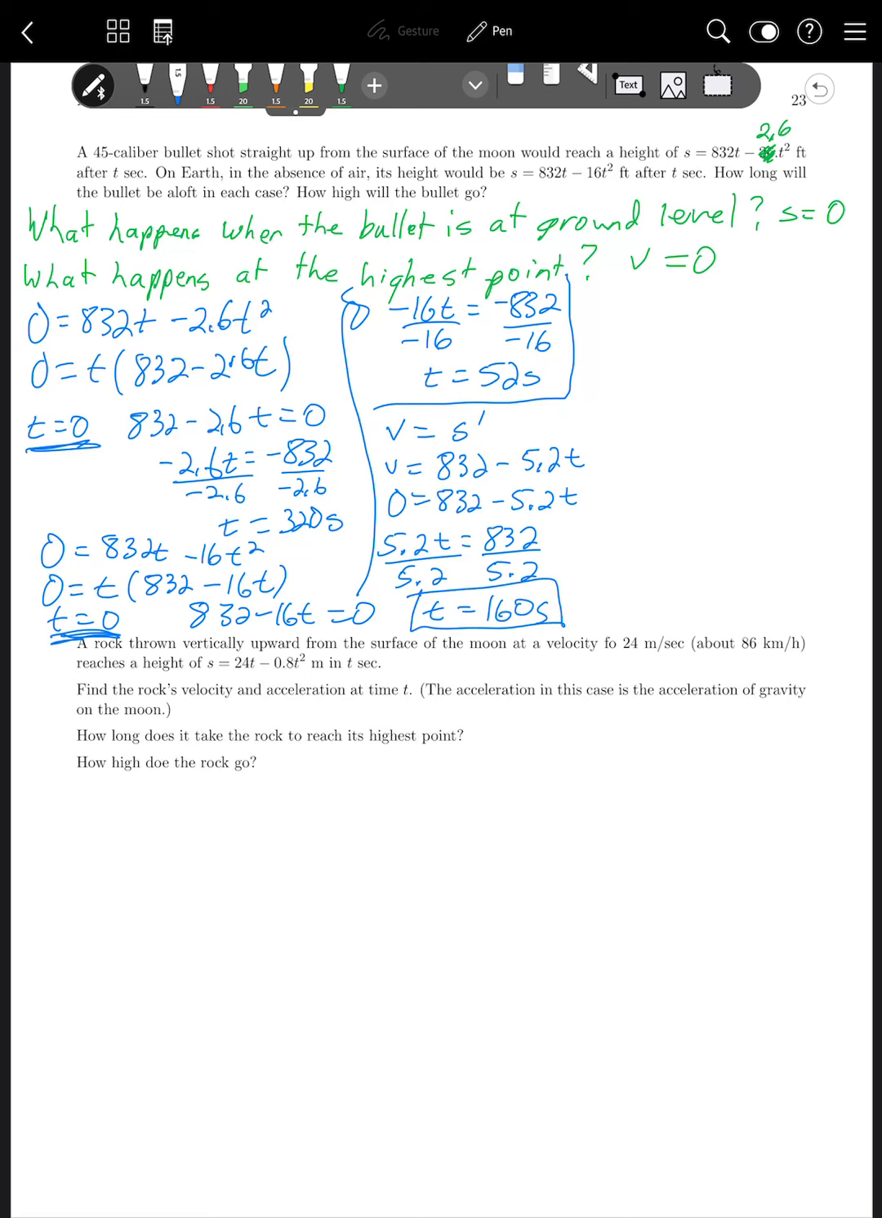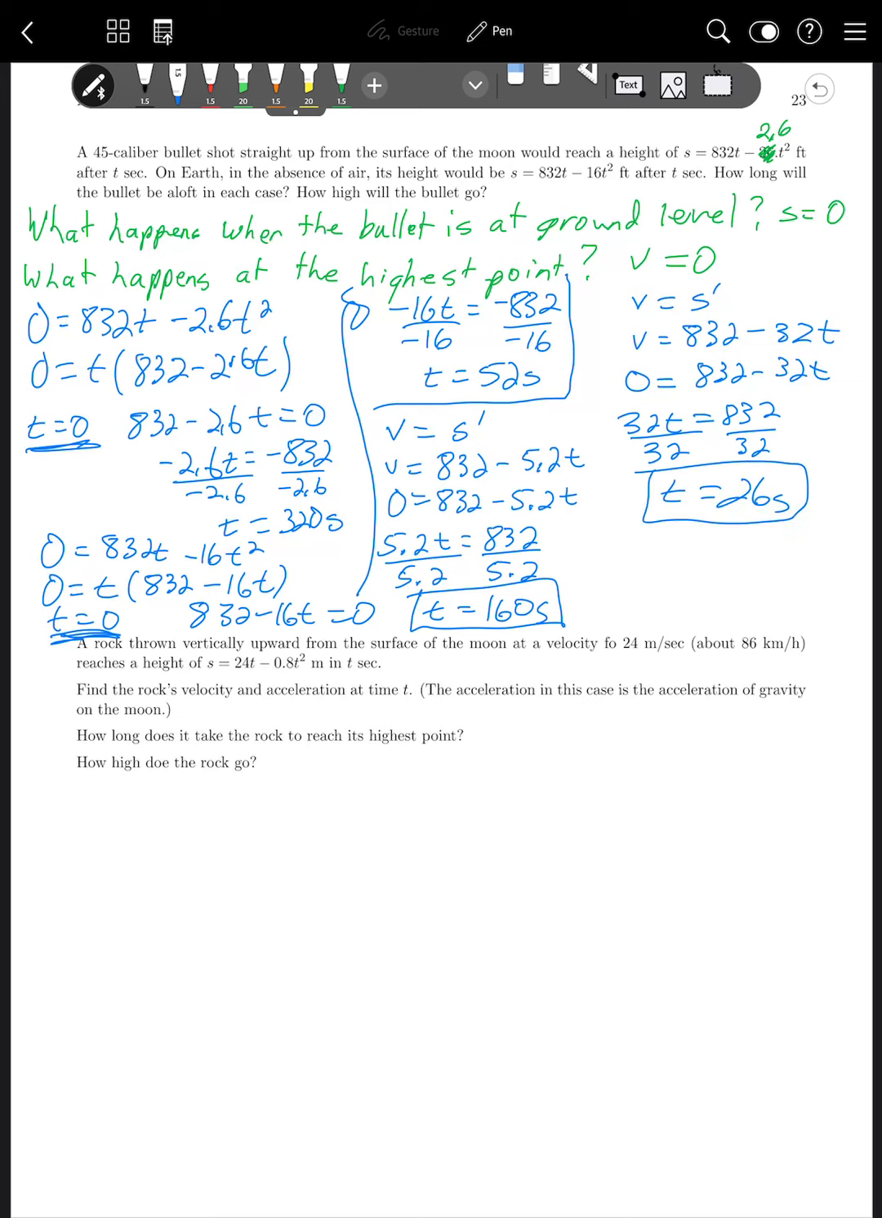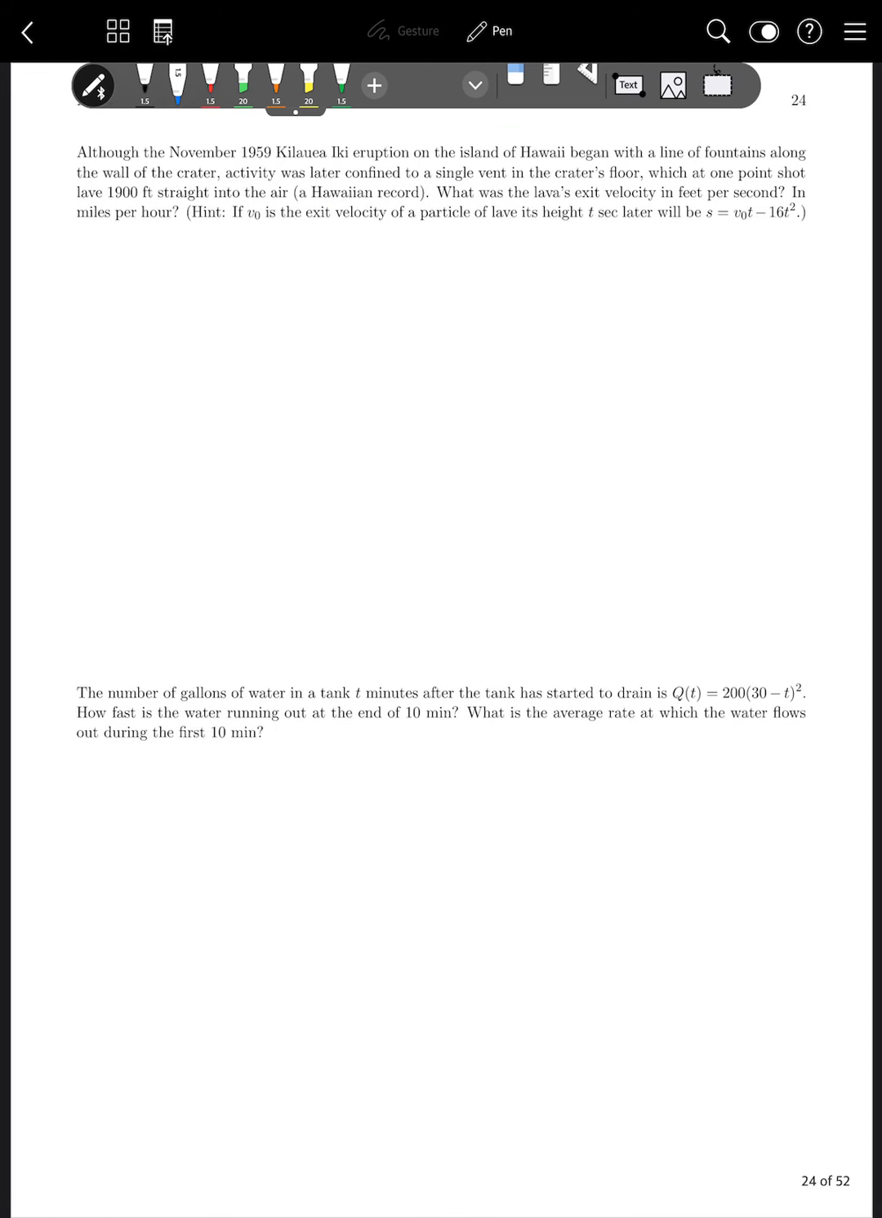Okay, and then we can do the same thing on Earth. The velocity on Earth is equal to the first derivative of its position. So the velocity equals 832 minus 32t. Set that equal to 0. So 32t equals 832. Divide by 32, and we should get t equals 26 seconds. Okay, so that's the idea.